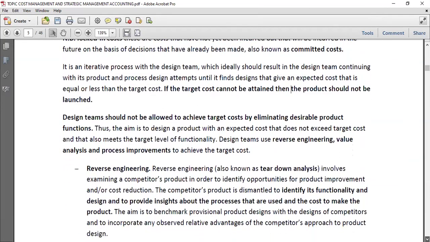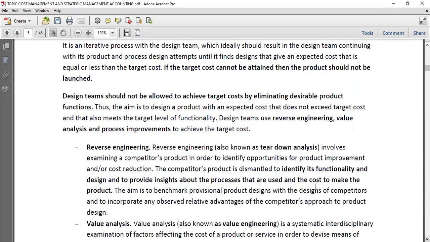So ours is to say that when we are having this whole process, the design team should be allowed to achieve target cost by eliminating desirable product functions. Remember, target costing is a cost reduction approach. Everything that we are doing is to make sure that we reduce this cost so that we fit within our required margin. That's why we are bringing in the aspect of the design team.